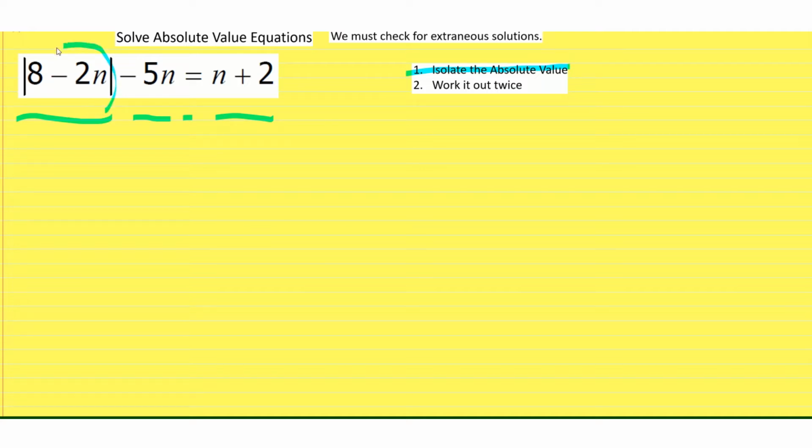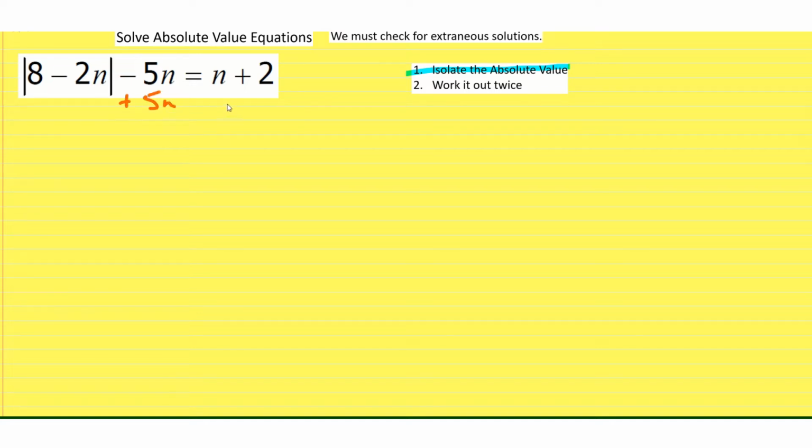So we need to get just this part all by itself. So let's go ahead and get rid of all that. The first thing I want to do is move this piece over here. This piece is going to move to the other side. So how do I undo the minus 5n? Well, I'm going to do a plus 5n on both sides, of course.